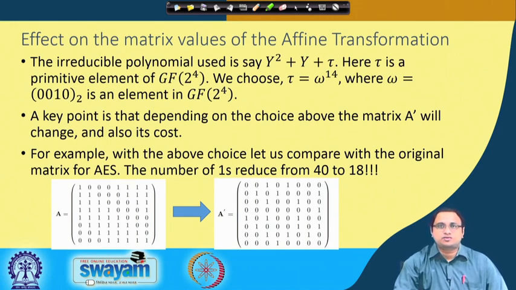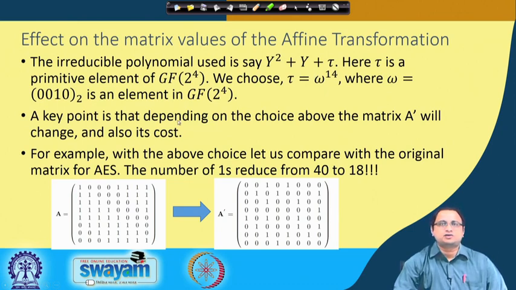So, now there are some more interesting observations here also, like here is an example. The irreducible polynomial that we choose here, as we have discussed in the prior classes as well, is y square plus y plus tau, where tau is a primitive element of GF to the power of 4. So, this is an example of tau that we choose, say tau is omega power of 14, where omega is x, that is 0 0 1 0. This is just an element in GF to the power of 4, and we raise it to the power of 14 to serve as a value of tau.